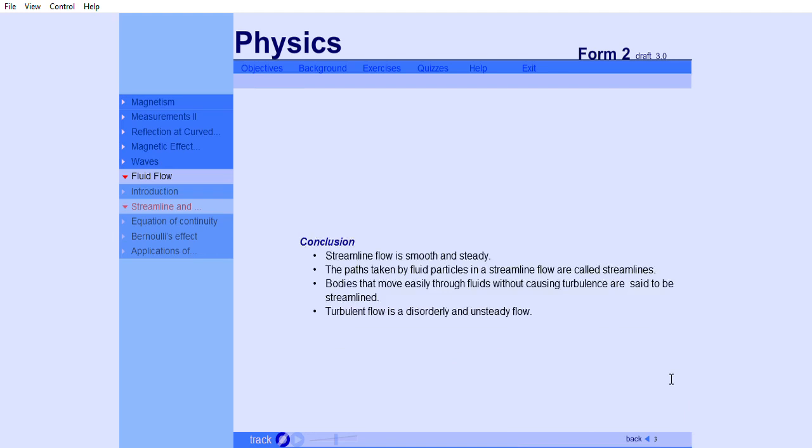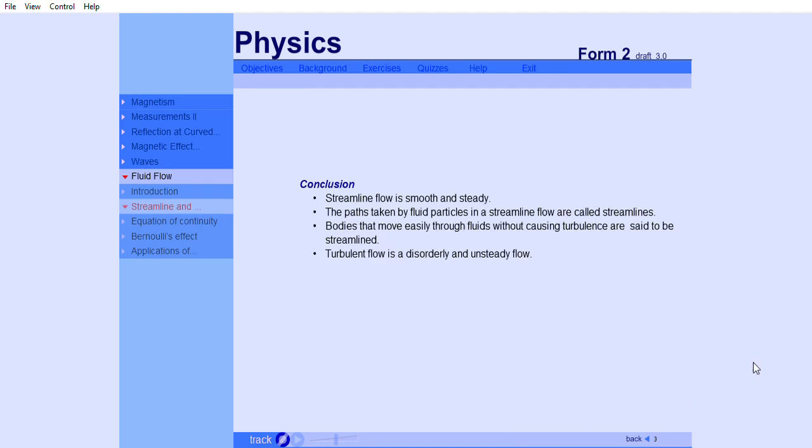Conclusion. Streamline flow is smooth and steady. The paths taken by fluid particles in a streamline flow are called streamlines. Bodies that move easily through fluids without causing turbulence are said to be streamlined. Turbulent flow is a disorderly and unsteady flow.